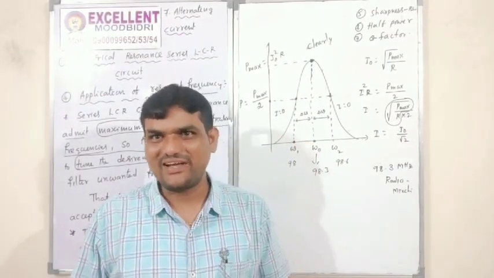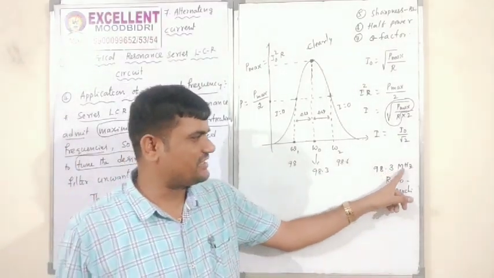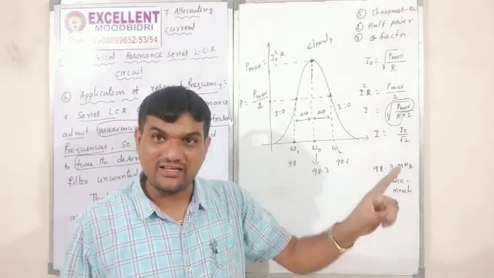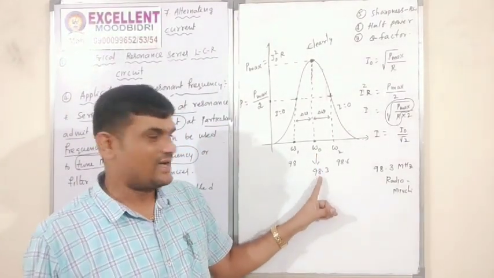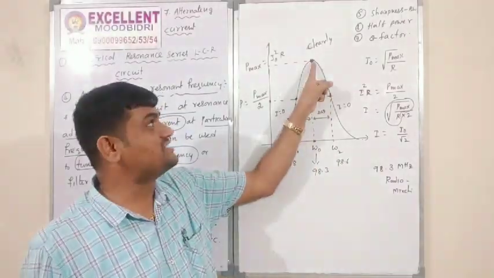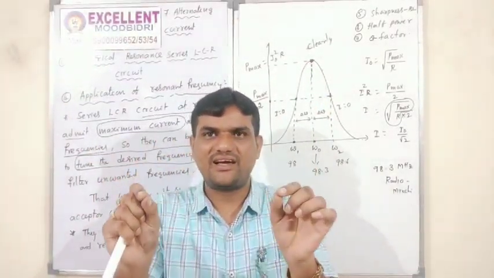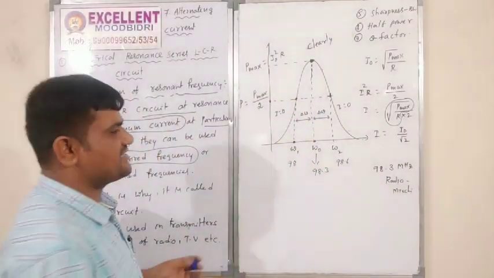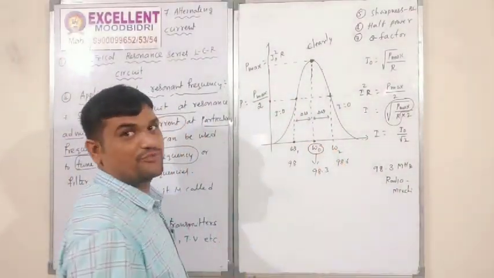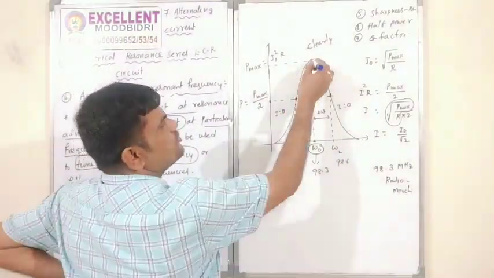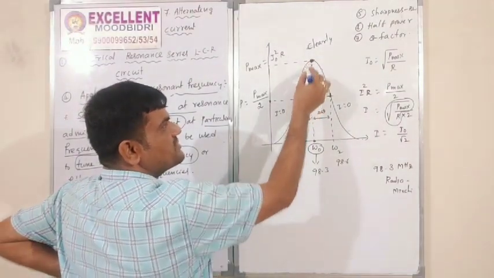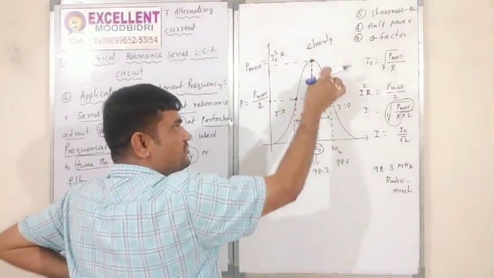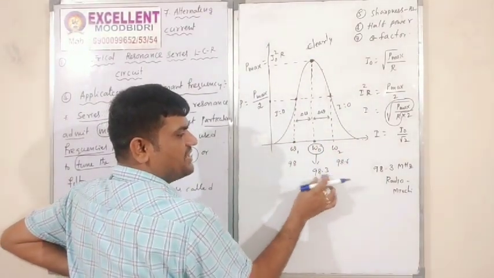Take the FM radio. For example, radio Mirchi station is at 98.3 megahertz. Here I will consider this to be a particular frequency. At 98.3 the current is maximum. There I will get that radio Mirchi station clearly. Here this is the omega naught, a particular frequency. From here to here there will be frequencies lower than 98.3, and from here to here frequencies greater than 98.3.